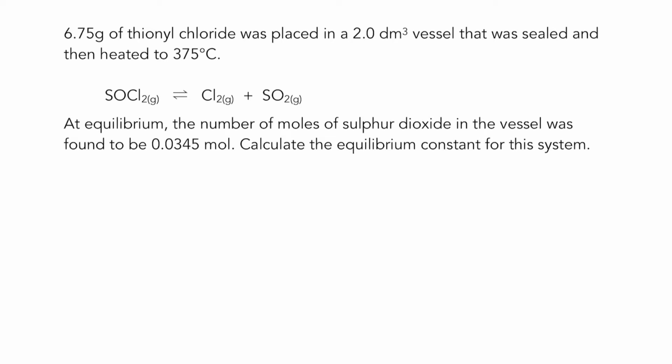We have got 6.75 grams of thionyl chloride, that's the SOCl2, placed in a 2 decimeter cubed vessel, sealed, heated. At equilibrium, the number of moles of sulfur dioxide is given. Calculate the equilibrium constant for this system. Before we write an expression, let's figure out what we know and what we need to know. So I'm going to write this out again.